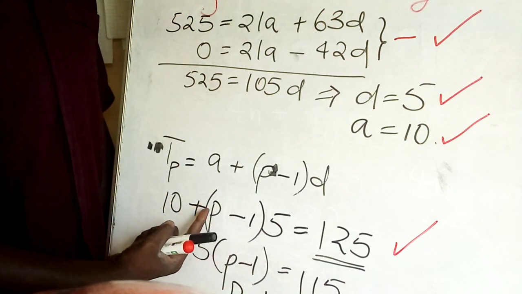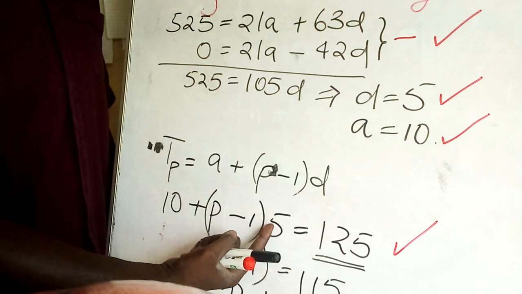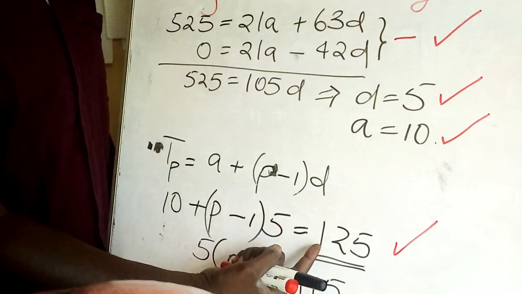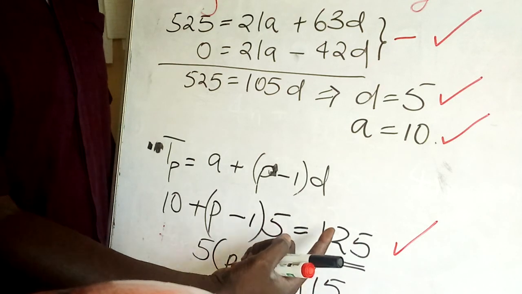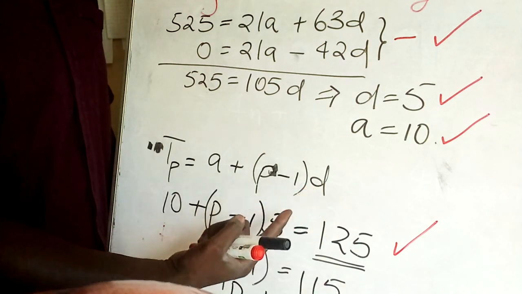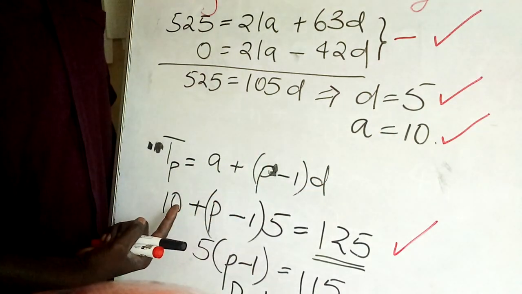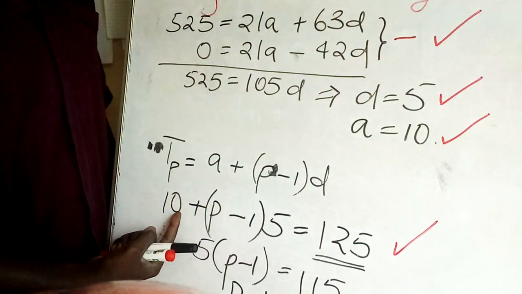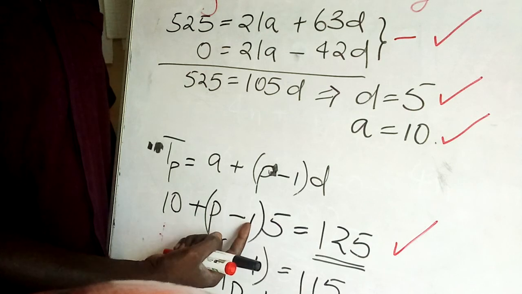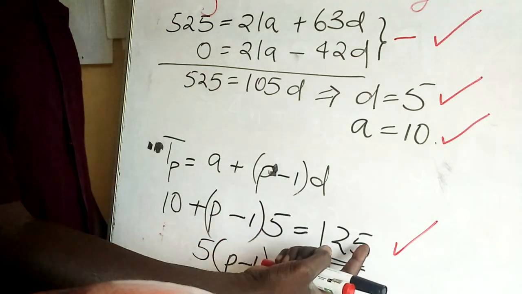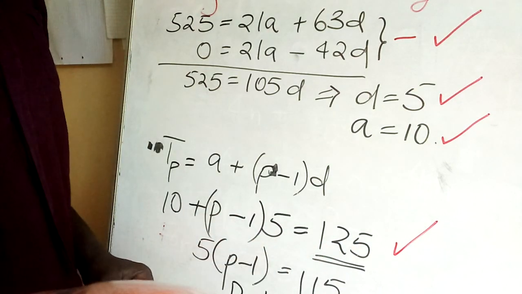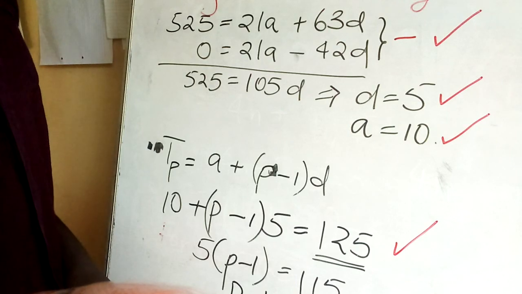10 plus p minus 1 times d is equal to 125. Here is where I want you to note. Okay? Now d, common difference is 5 here. A, we found is 10. So 10 plus p minus 1 in bracket 5 is equal to 125. Then you compute.